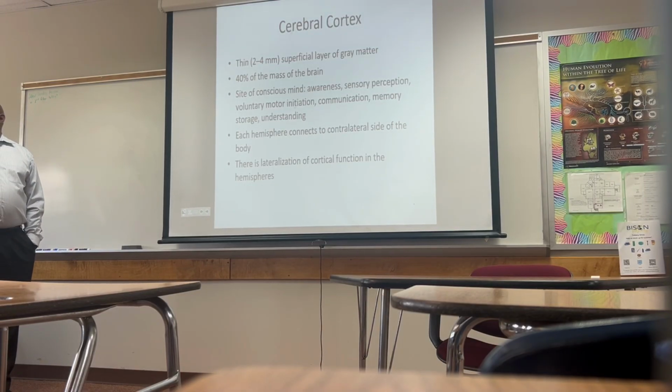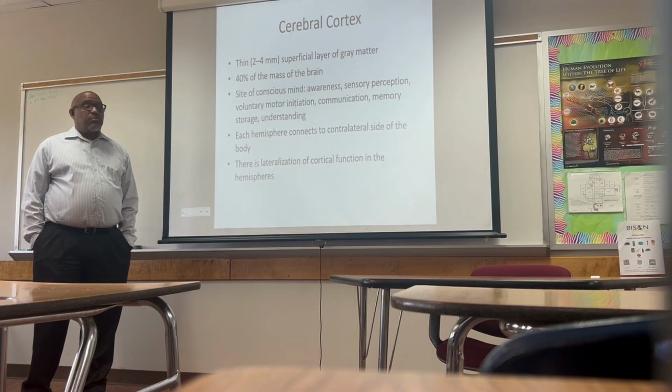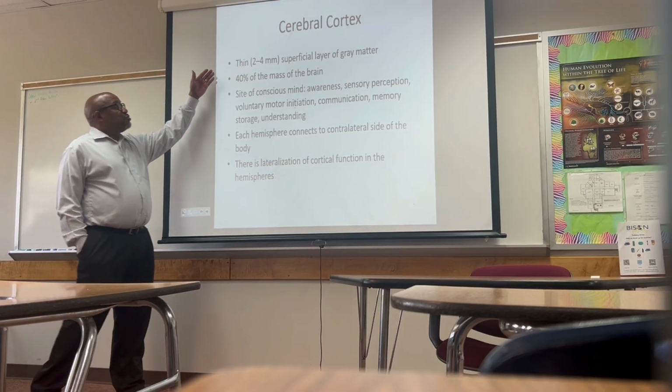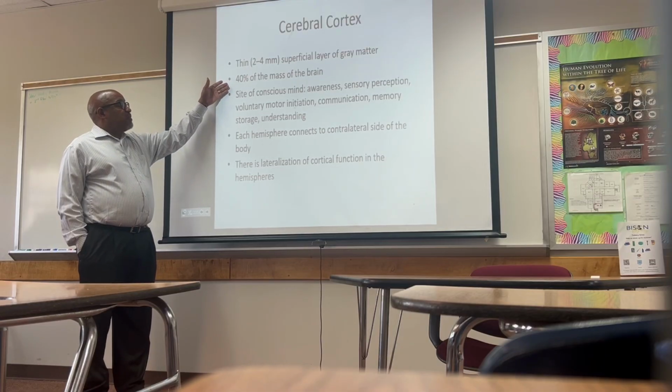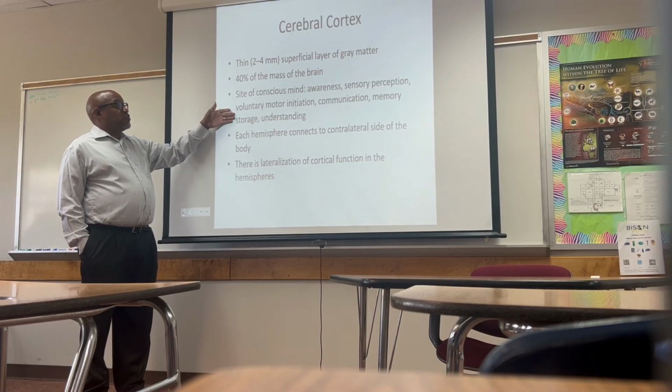We've already seen the gray matter, which is that thin layer on the cortex, the outer part of the brain, but this is just explaining that. 2 to 4 millimeters, 40% of the mass of the brain. And this is where your conscious mind is: awareness, sensory perception, voluntary motor initiatives, communication, memory storage, and understanding.